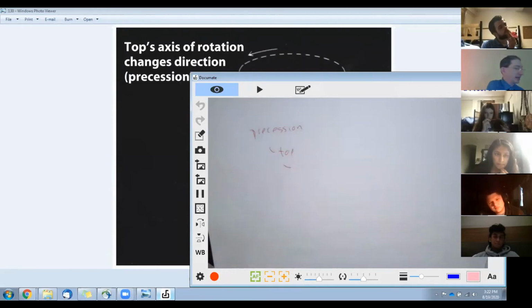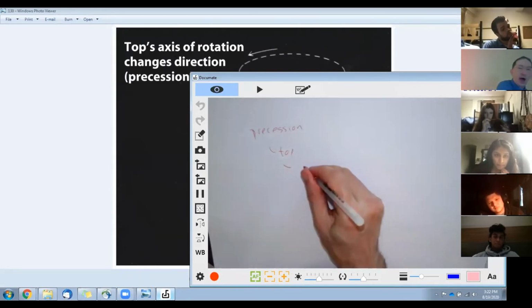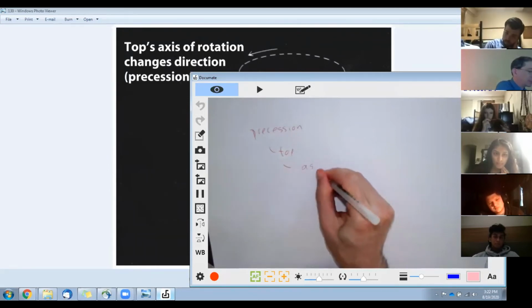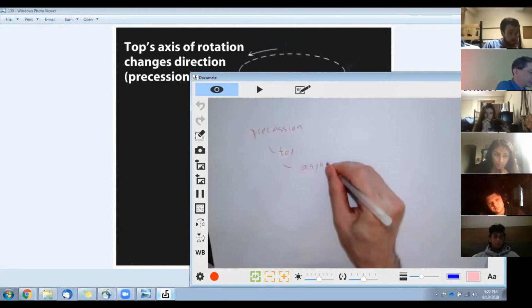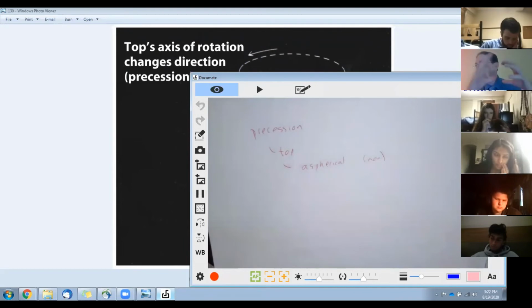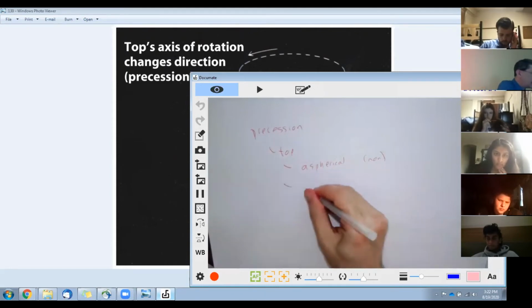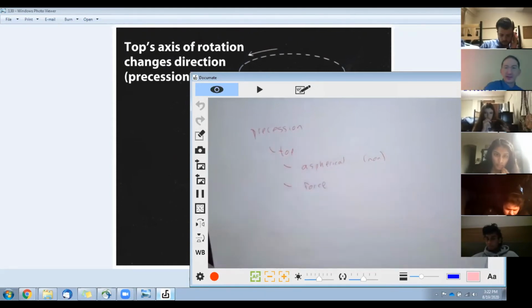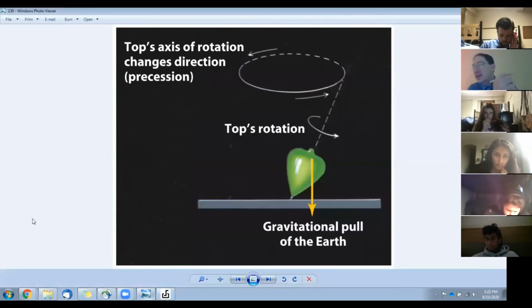The first is that the top is non-spherical. The technical term is aspherical, where A means non. If your top is a perfect sphere, the mathematics, the physics of it, it does not precess. So aspherical. And the second thing you need is a force acting on the top. If the top is out there spinning in space, it maintains its orientation. You have to have some force for it to precess.